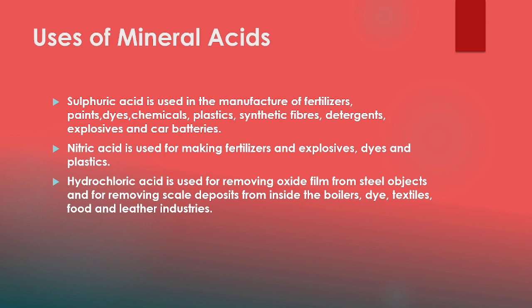Now we will discuss a few uses of mineral acids. Sulfuric acid is used in the manufacture of fertilizers, paints, dyes, chemicals, plastics, synthetic fibers, detergents, explosives and car batteries. Nitric acid is used for making fertilizers and explosives, dyes and plastics. Whereas hydrochloric acid is used for removing oxide film from steel objects and for removing scale deposit from inside the boilers, and in the dye, textiles, food and leather industries.